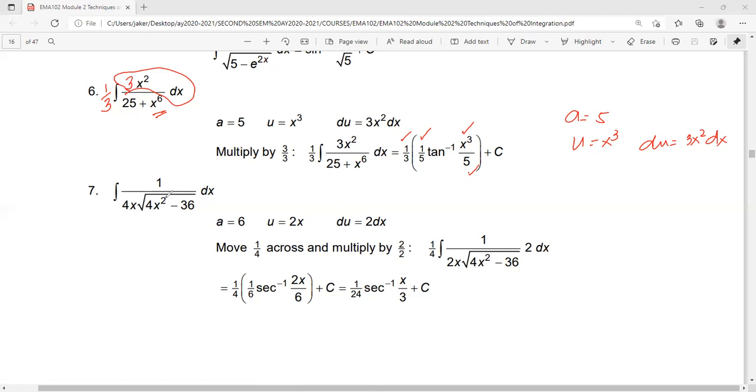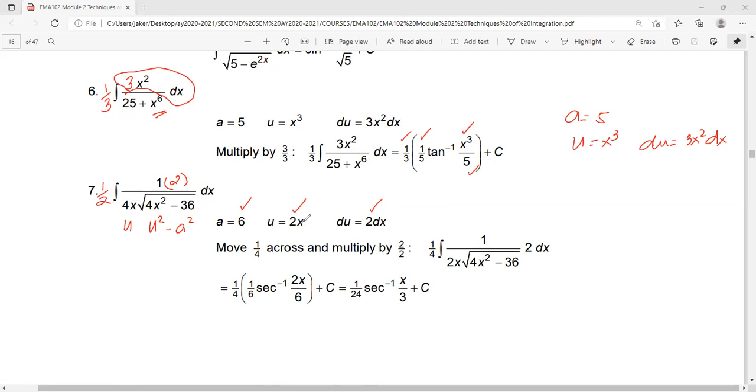Another scenario is for this one. So you have a form which is u squared minus a squared, and this is the u. So you check. So your a is 6, your u is 2x, your du is 2dx. So you don't have the 2, so you place here 2. You place 1/2 outside. Now in terms of form, what should be placed here is just the u.